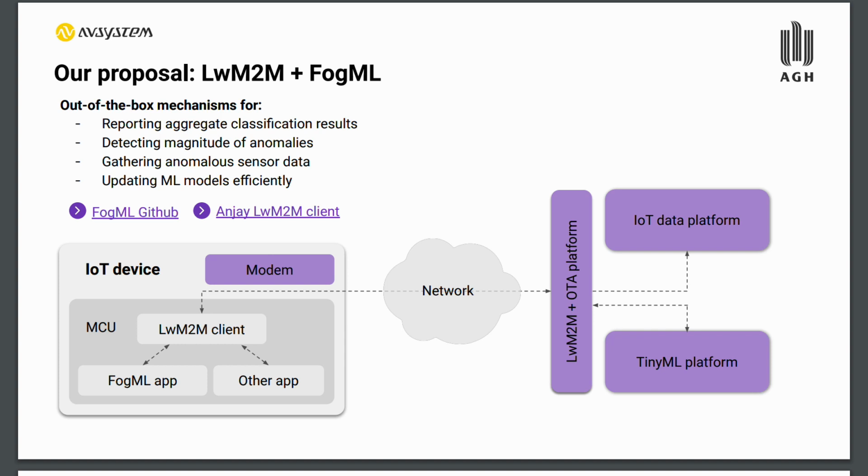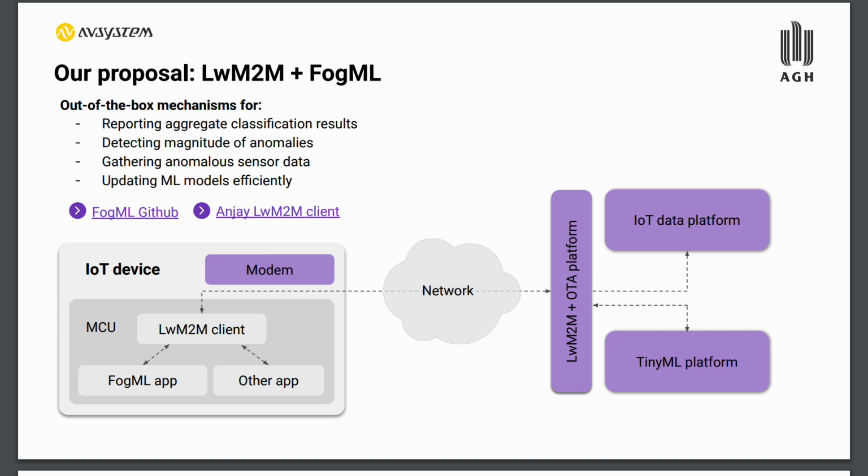And then behind the lightweight machine-to-machine platform, you could be putting all of these interesting platforms in the cloud for data, for tinyML, and all of these things, by integrating this into one communication framework. And then the lightweight machine-to-machine client on the device can act as the dispatcher for different apps like FogML or any other apps that developers are building.